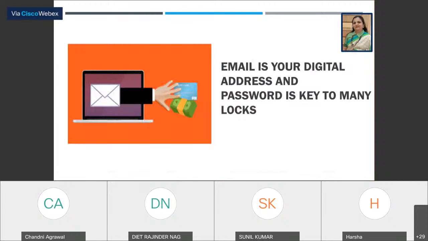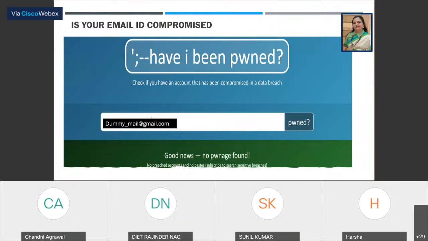Next, email ID is your digital address, right? And password is a key to many locks. Most of the time we keep the same password for every site, and especially we save passwords like a common name or something which is easily guessed. So I request everyone, just go to this site.